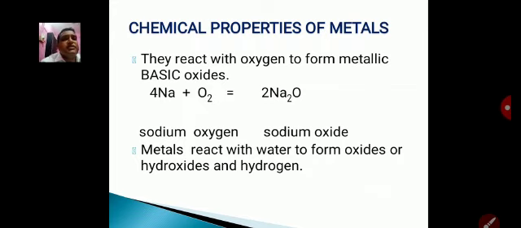Now we have to discuss the chemical properties of metals. Metals react with oxygen to form metal oxides. Like when magnesium burns in air, it combines with the oxygen of air to form magnesium oxide. That is a basic oxide. Magnesium plus oxygen forms magnesium oxide. And sodium also reacts with oxygen and forms sodium oxide.